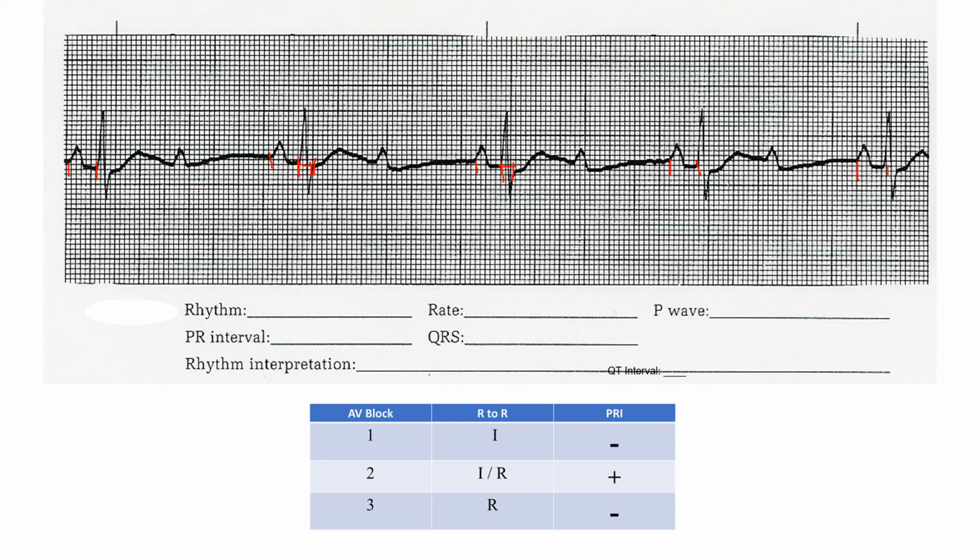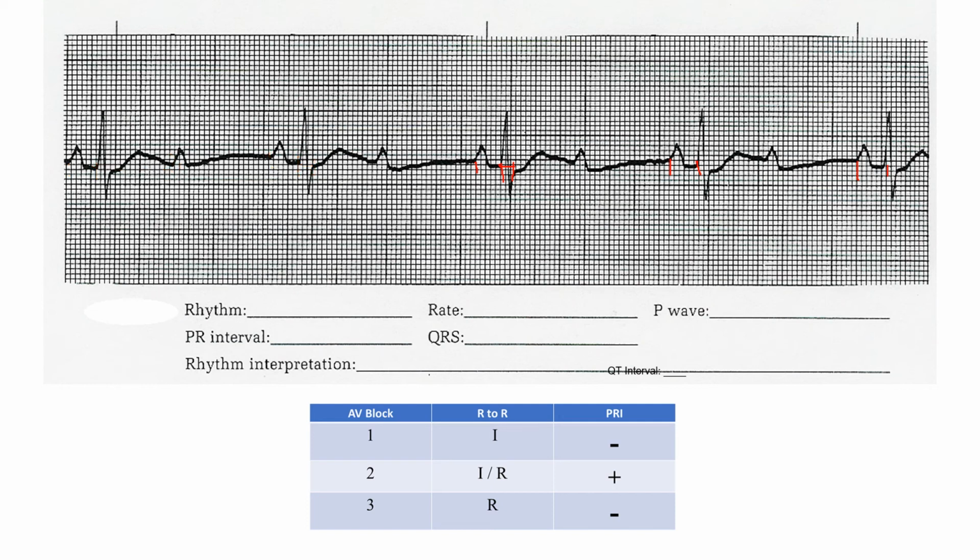Your QT interval, this is difficult because your P is getting up there. So I'm going to take one that looks like maybe it might go to there. So you would count how many. And I believe there is, it's saying about 4, so maybe 12 or 11, 12 boxes.